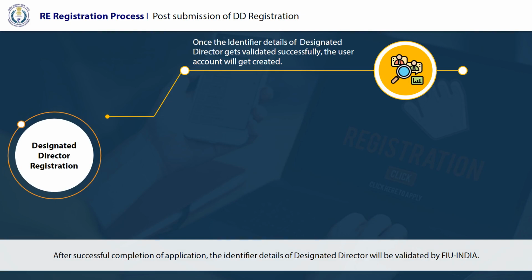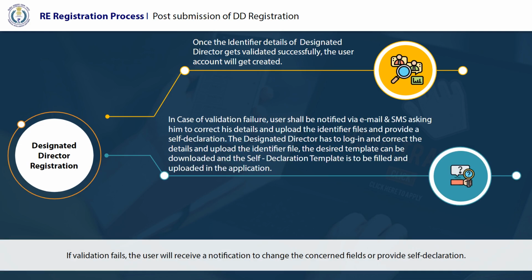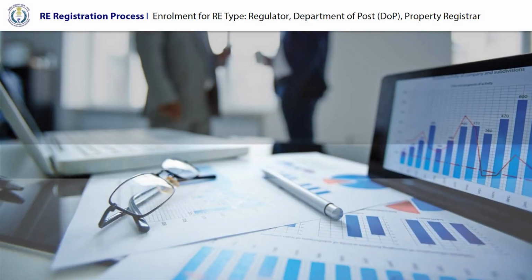After successful completion of application, the identifier details of designated director will be validated by FIU India. If validation fails, the user will receive a notification to change the concerned fields or provide self-declaration. Non-principal officer will receive the link to complete the non-principal officer user registration.